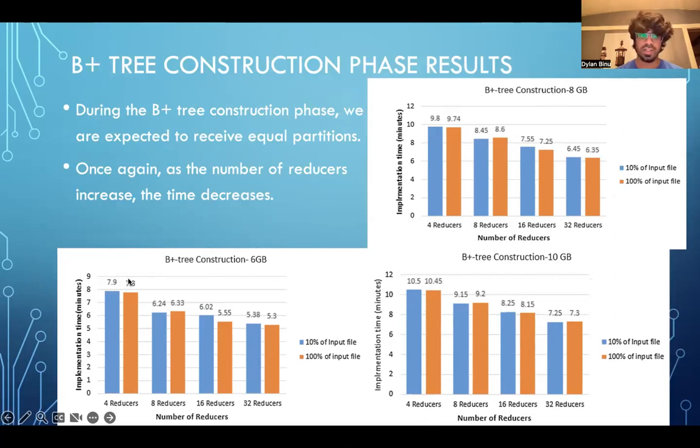And you can also notice that this is congruent because this is the smallest file, 6 GB. You'll notice that this is 7.8. Here it's 9.74 for the 8 GB and then 10.45 for the 10 GB. I know that there are some discrepancies where here the 10% takes longer than the 100%. However, I think the more important thing to focus on is the downward trend of the time, which does prove that this algorithm was successful.